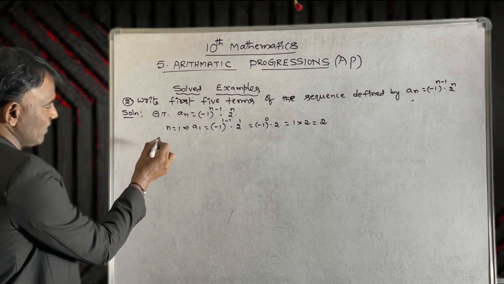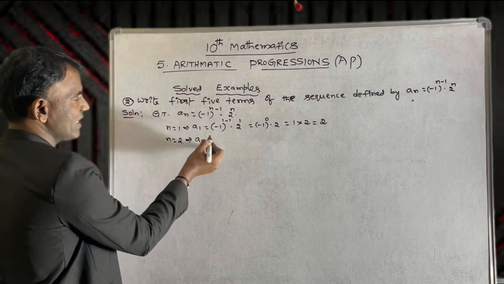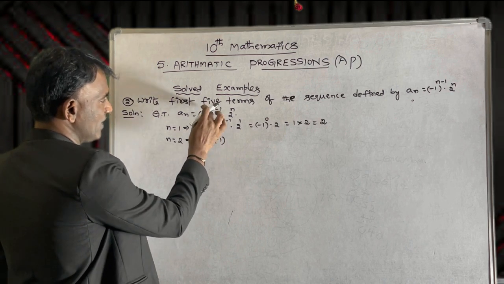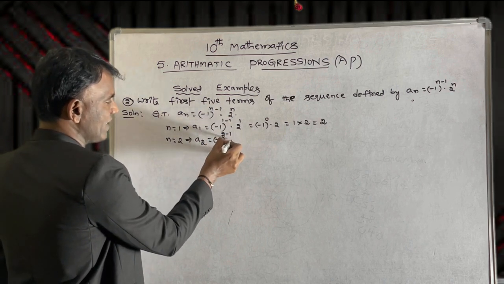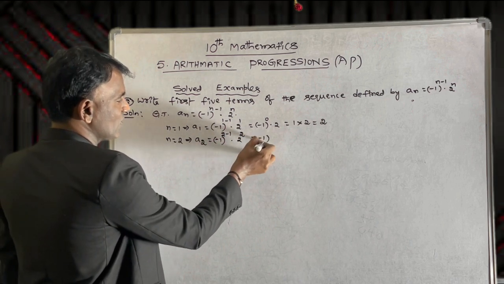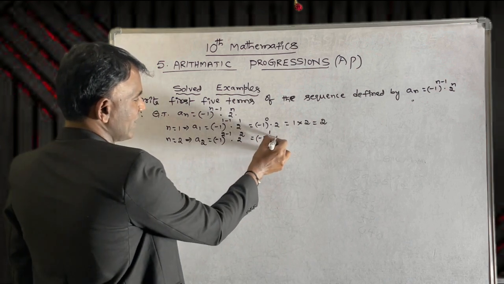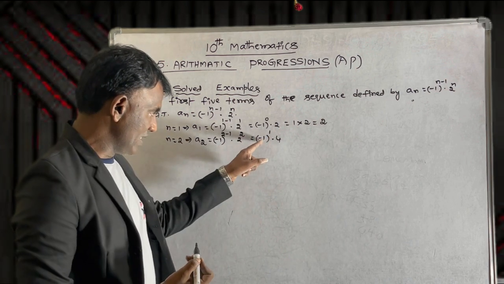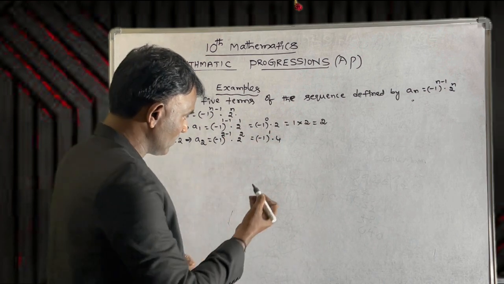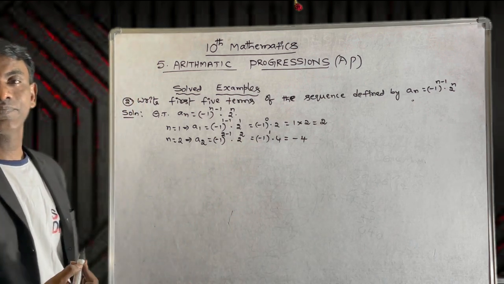And coming to second one, just substitute n equal to 2. Then we get A2. So how to write A2? (Minus 1) whole power n minus 1 is 2 minus 1. And here 2 square. (Minus 1) whole power 2 minus 1 is 1. Then 2 square means 4. But how much is minus 1 power 1? It is equal to minus 1. So minus 1 into 4 can be written as minus 4. That is the second term.